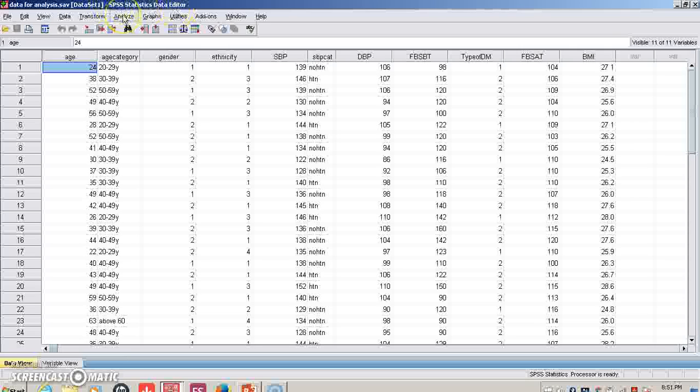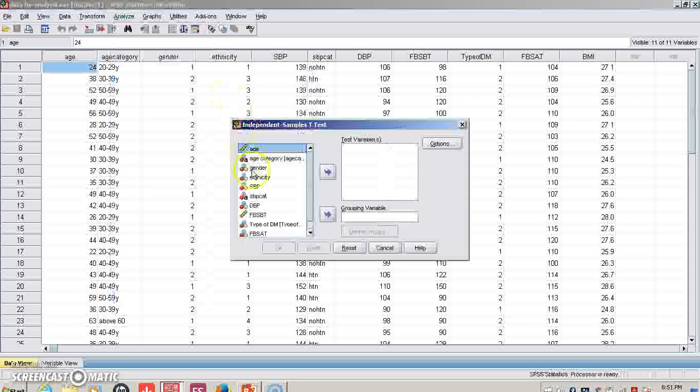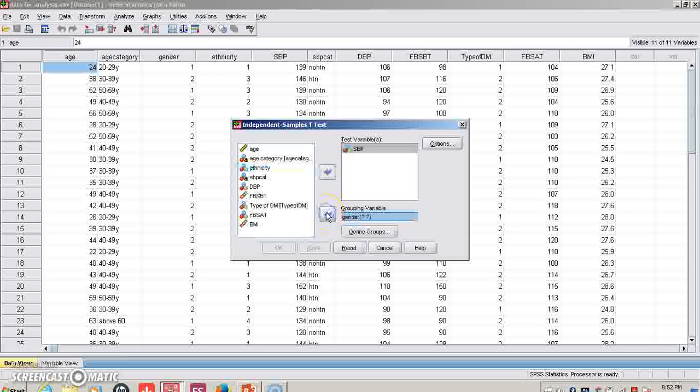Now the steps are like this. Go to Analyze, Compare Means and click Independent Sample t-test. Then select the dependent variable. Here the dependent variable is systolic blood pressure. You select systolic blood pressure as test variable and gender as the grouping variable. Okay. Now we have to define the groups.